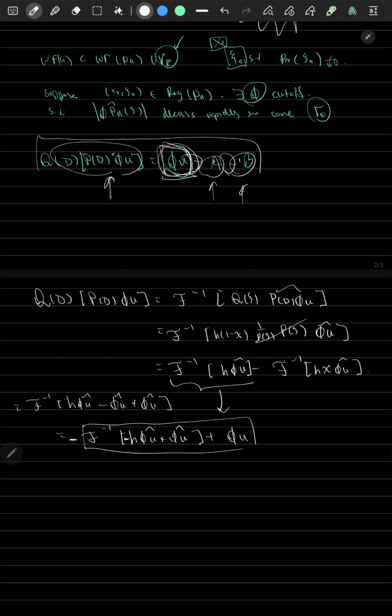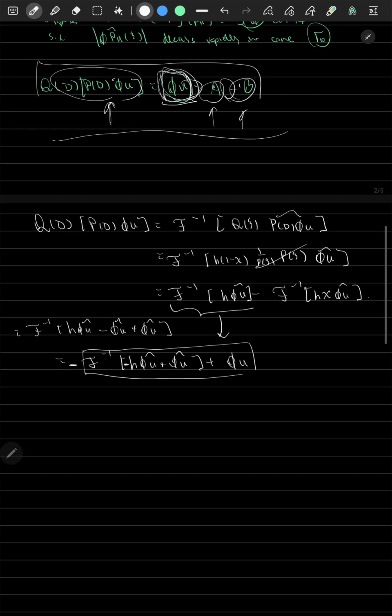And so now we basically have this expression. Let's rewrite what we have until this point. We have Q(D) P(D) phi u equals phi u minus the inverse Fourier transform of phi u minus h Fourier transform of phi u, and then minus the inverse Fourier transform of h chi Fourier transform of phi u. Great. Okay, so that's what we have.